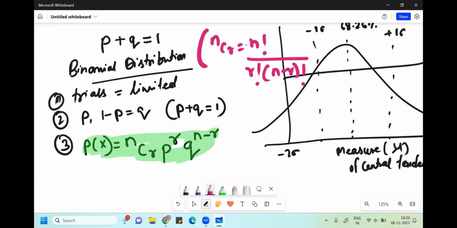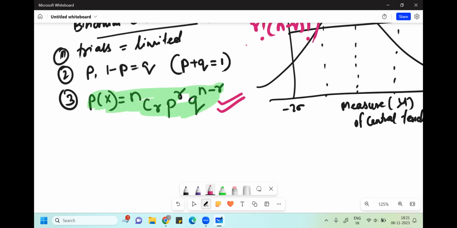So whenever you are working on a binomial distribution, you work on a limited number of trials, and every trial is associated with two outcomes, where these two outcomes are mutually exclusive and exhaustive in nature. One event you call a success, while the other event you call a failure, and the probability distribution function follows this formula. Clear, everyone? So far, any doubt?